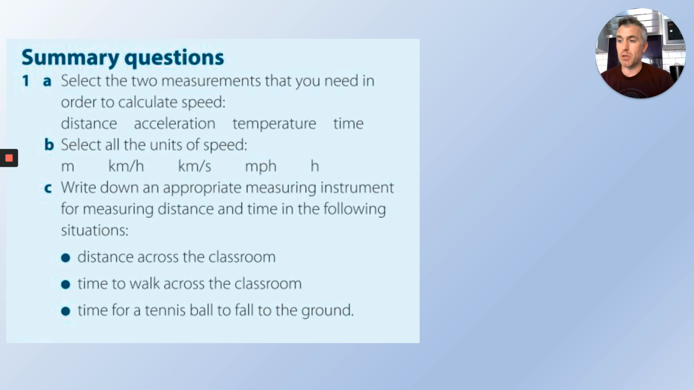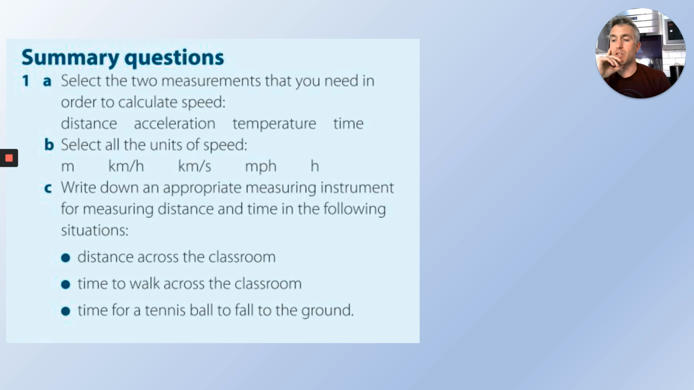Select 2 measurements that you need in order to be able to calculate speed. So just write down 1A, either distance, acceleration, temperature, or time. 2 of them. Select which of the following are units of speed: m, meters, km per h, kms, mph, and h. Which of those are speed?